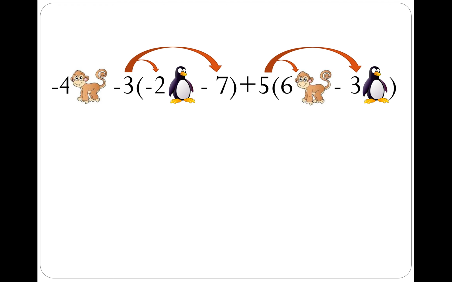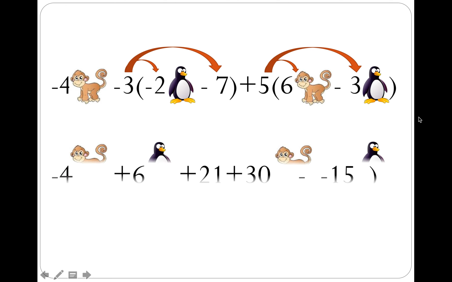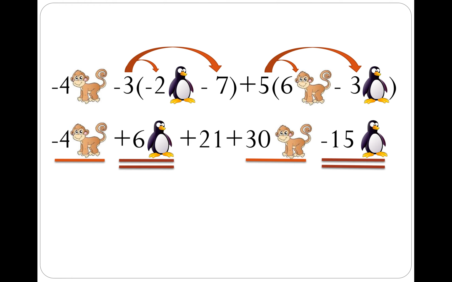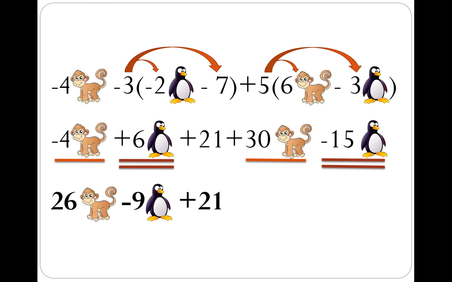So let's distribute this negative 3. We get 6p plus 21. Distribute this 5. We get 30m minus 15. And now we can underline the monkeys. Negative 4 plus 30 is 26. We can underline the penguins. 6 minus 15, or 6 plus negative 15, is negative 9. And the 21 has nothing to combine with, so it's going to stay the same. Our final answer is 26m minus 9p plus 21.